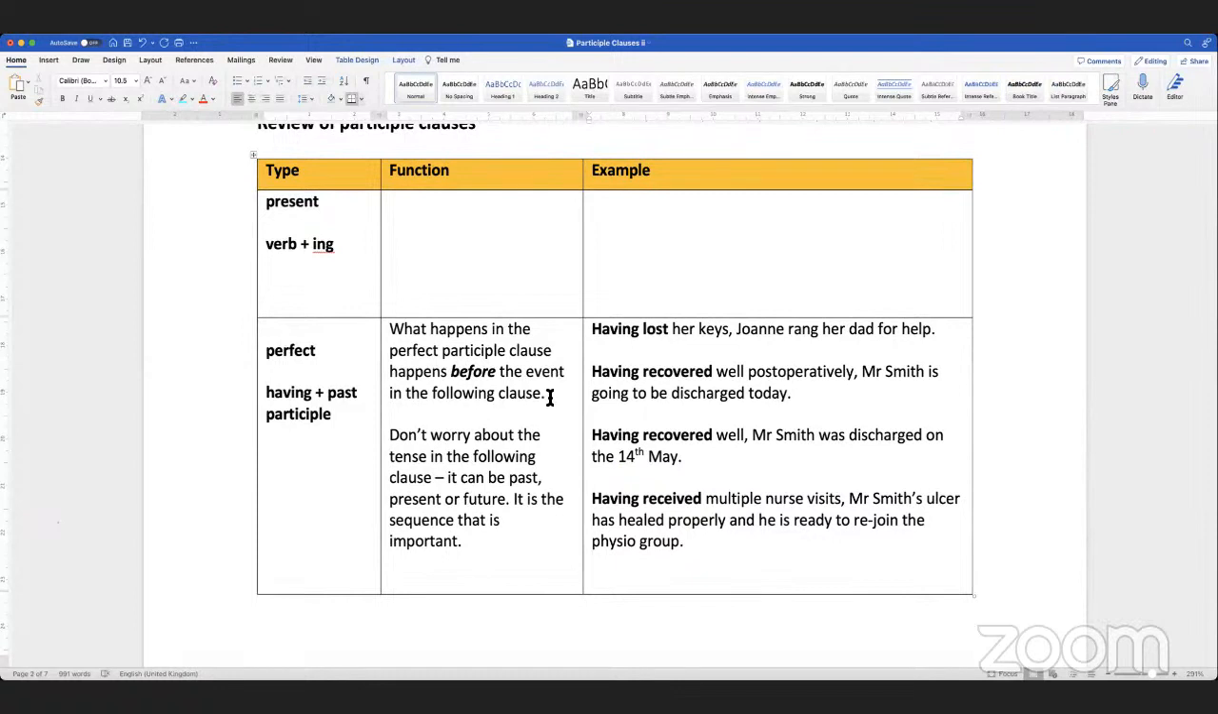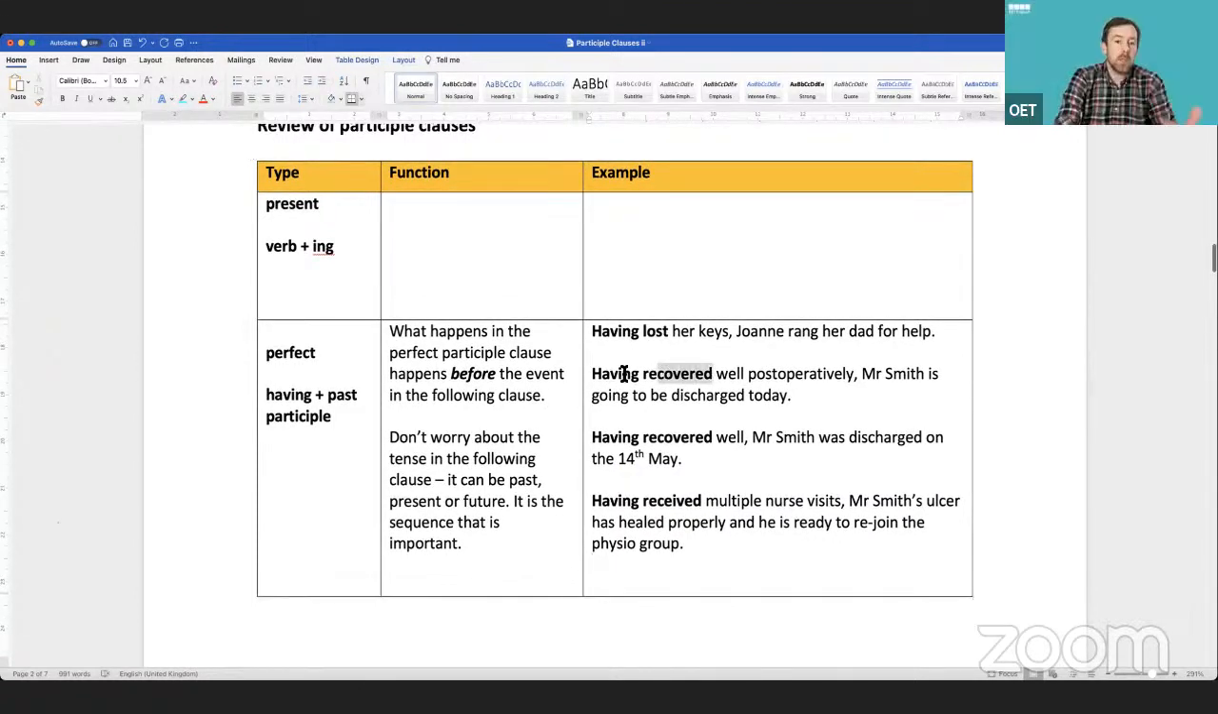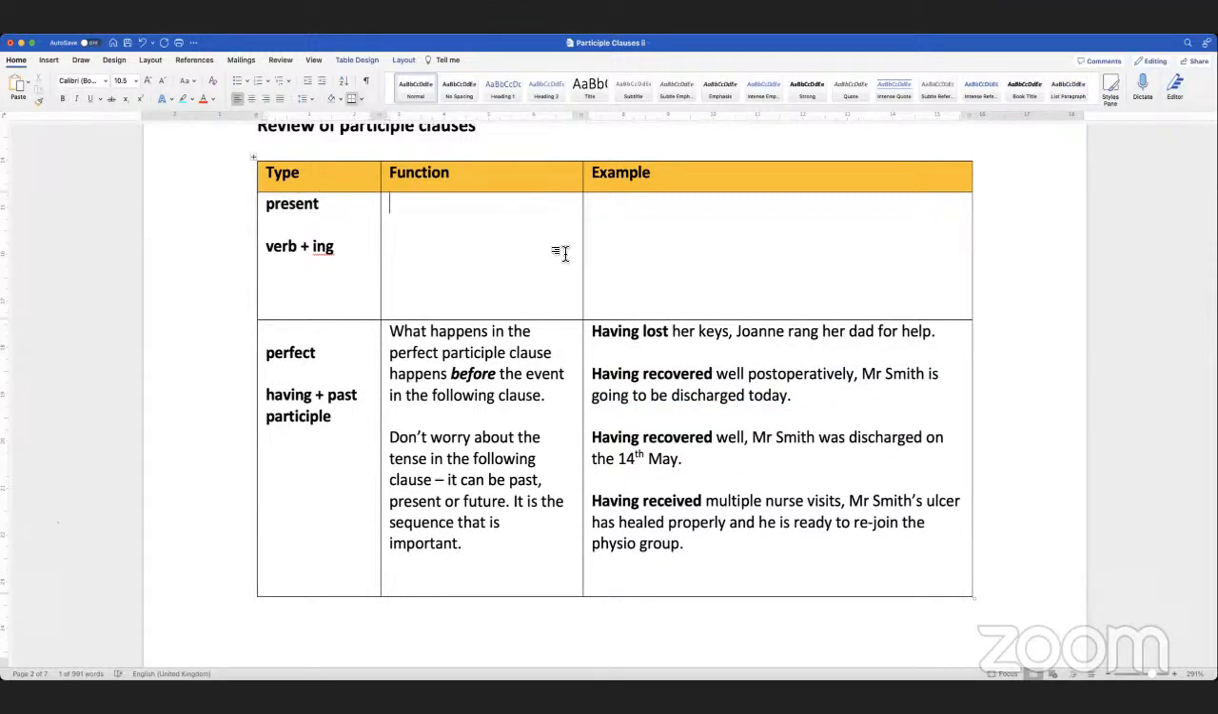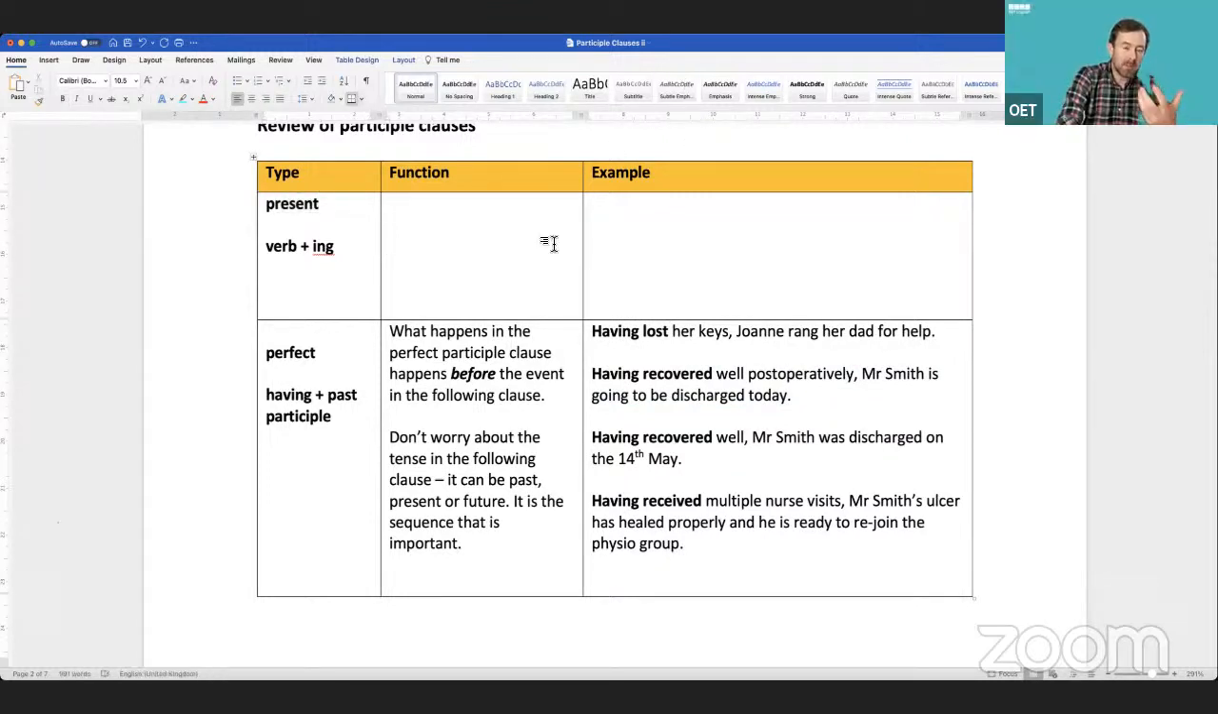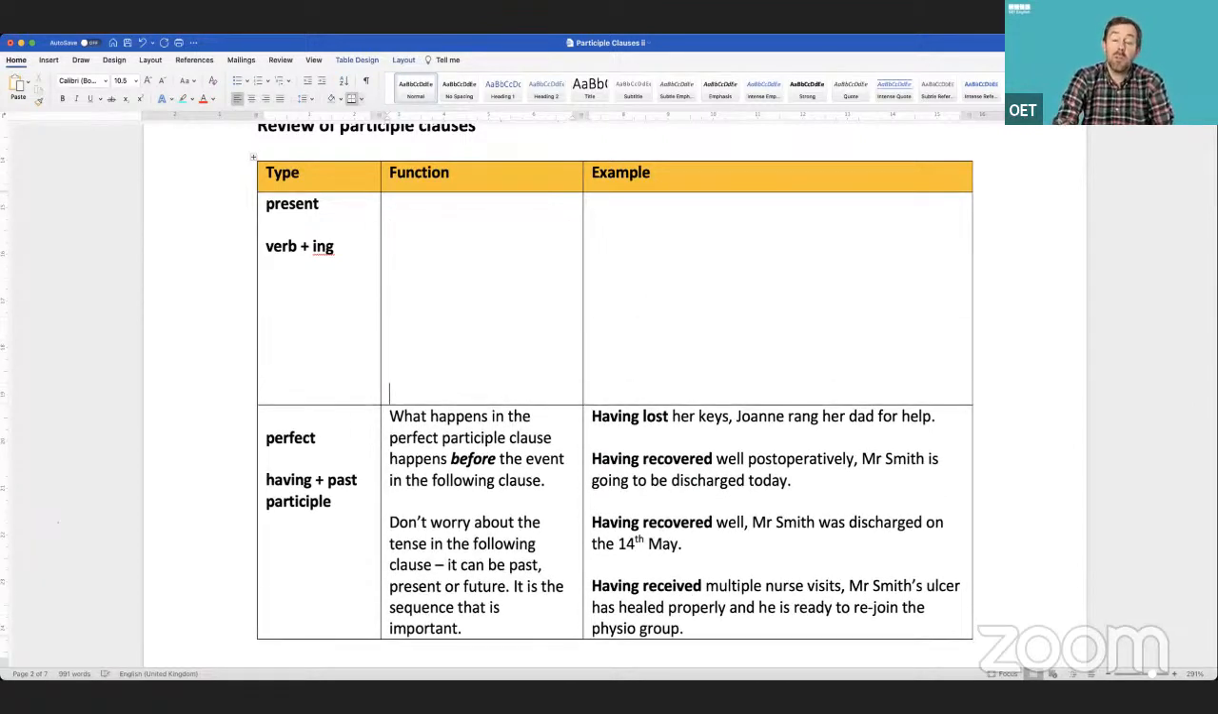Now, the errors that we might make are that we don't put the perfect participle, or we get the order wrong. Okay, we put it the other way around. But those are simple mistakes to correct, and I think we'll be able to fix them. What can also happen is that we mistake this for the present participle clause. I don't really use the present participle clause very often. In fact, I probably wouldn't use it in OET writing at all, but people do use it. And so we're going to have to think about it.